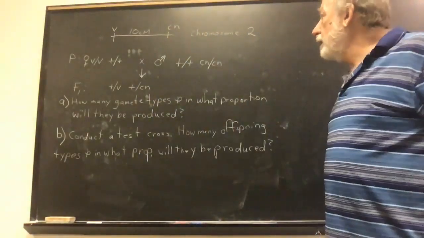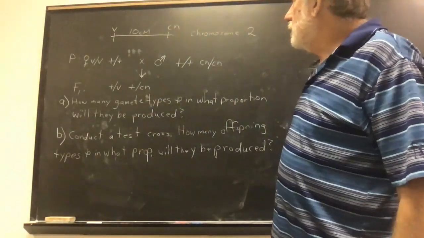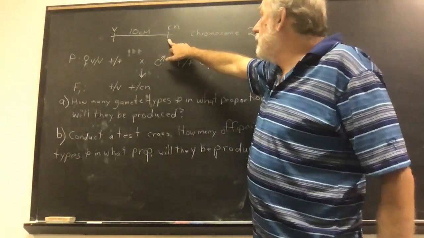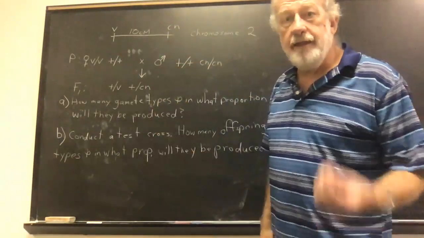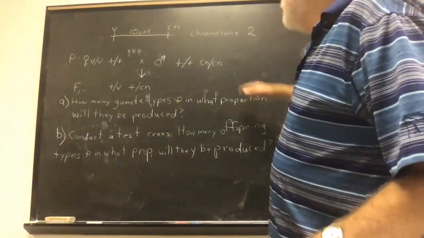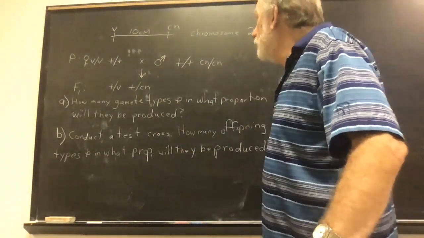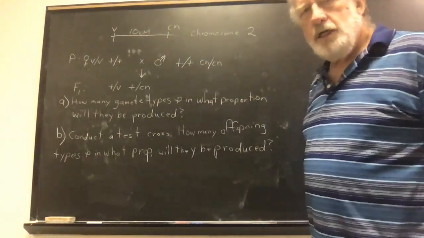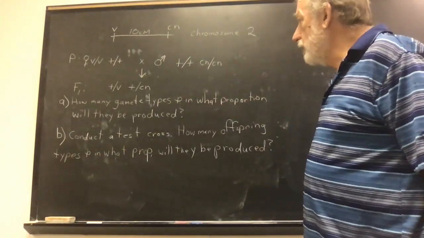Okay, so here's that problem. We have the genes for vestigial wings, V, and cinnabar eyes, CN. They're 10 map units apart. That means 10% recombination between them. And our parental cross is crossing a vestigial female with a cinnabar male to yield an F1 that is wild type, but of course heterozygous.